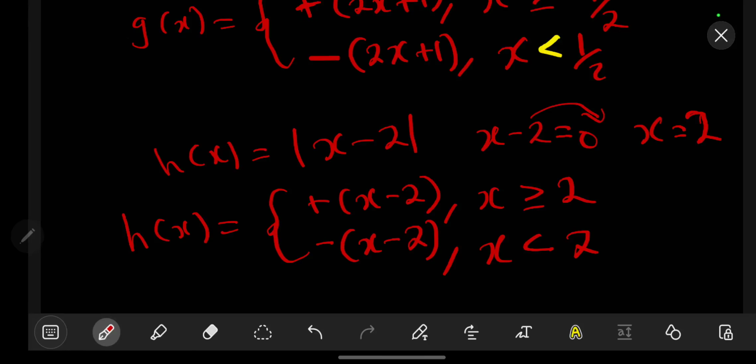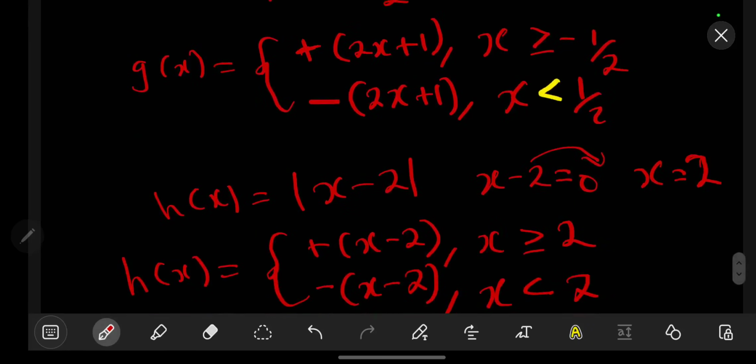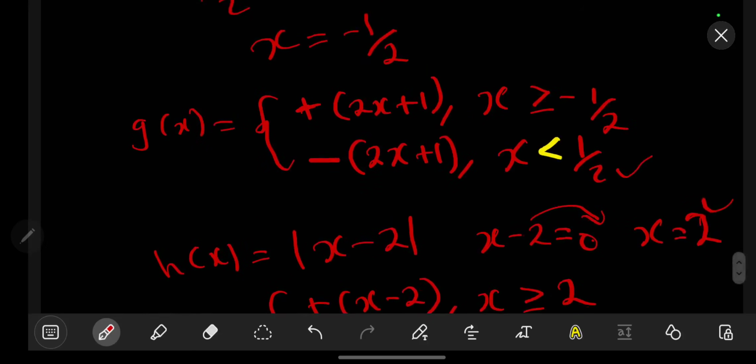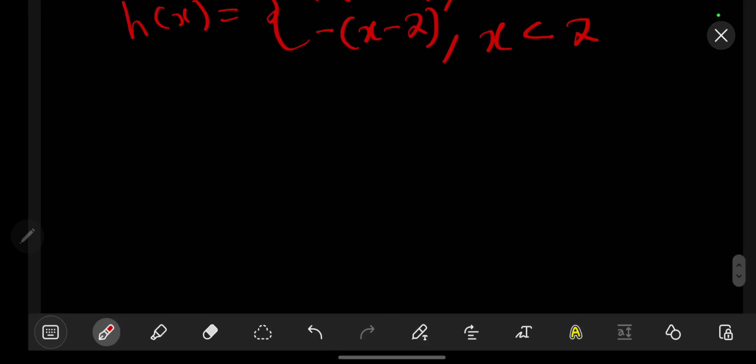From here, what we are going to do is take the regions. These will work as our critical values, where x is equal to 2 and where x is equal to negative half. The value is the same we are using. So we are going to take the intervals and come up with a number line to see the regions.